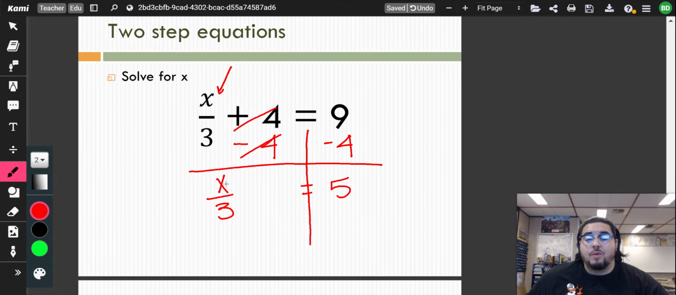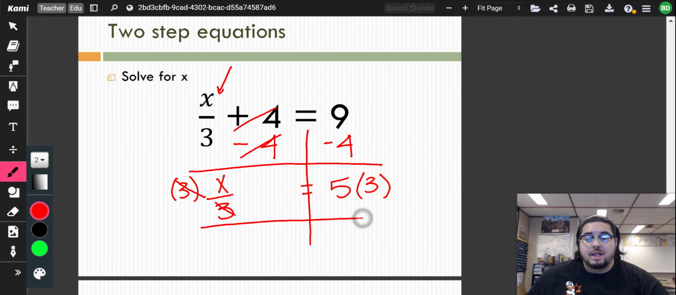And I know I want to get rid of the 3 on the bottom. So I ask myself, if I'm dividing by 3, what's the opposite of that? The opposite of dividing by 3 would be multiplying by 3. I'm going to do that on both sides. So the 3's are going to cancel out and x is by itself finally, and 5 times 3 is going to give us 15.